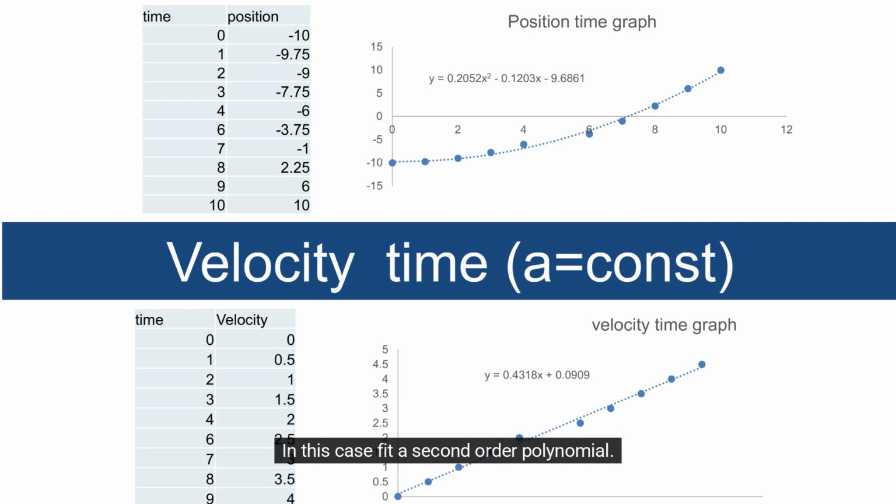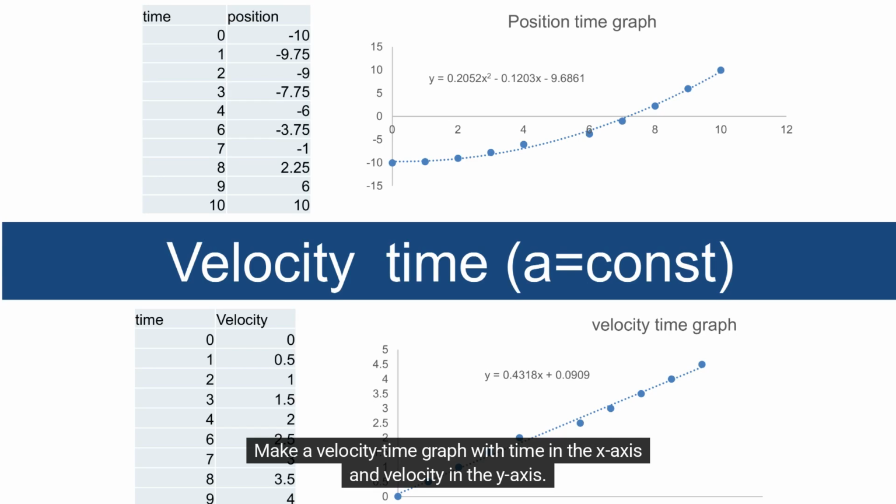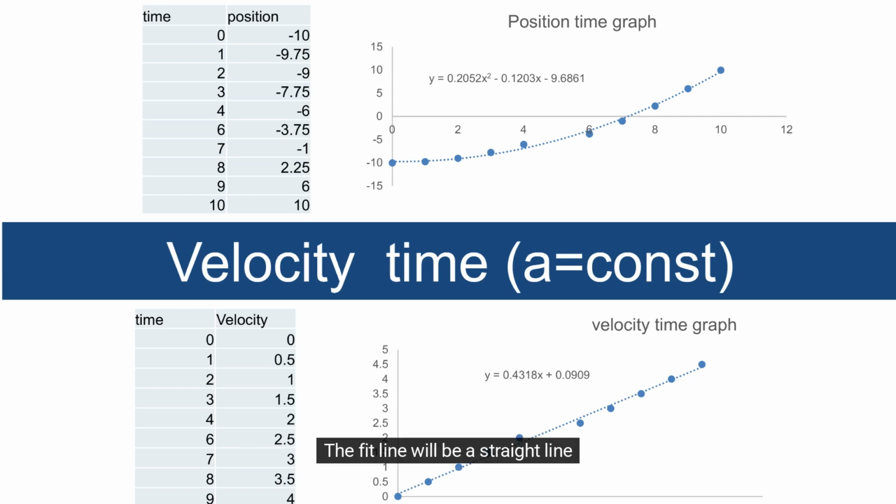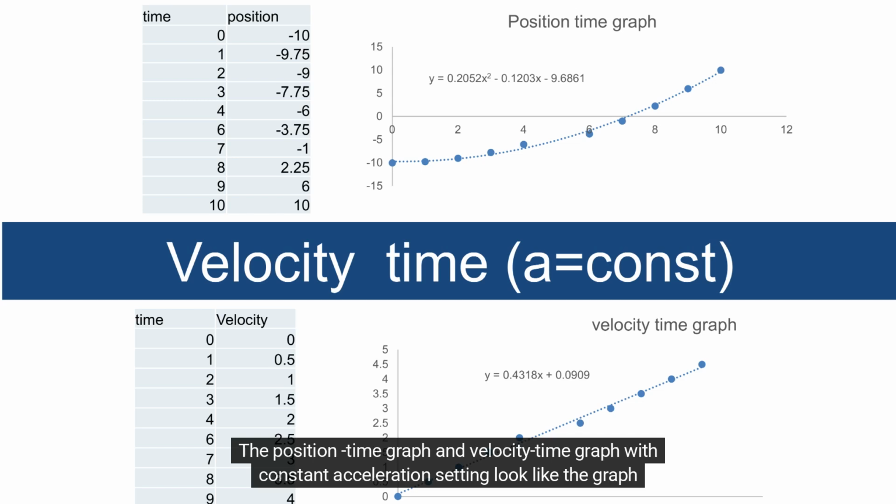In this case, fit a second-order polynomial. Also make a data table with velocity versus time. Make a velocity time graph with time on the x-axis and velocity on the y-axis. Also draw a trend line using the graphing software. The fit line will be a straight line. The position time graph and velocity time graph with constant acceleration setting look like the graph shown here.